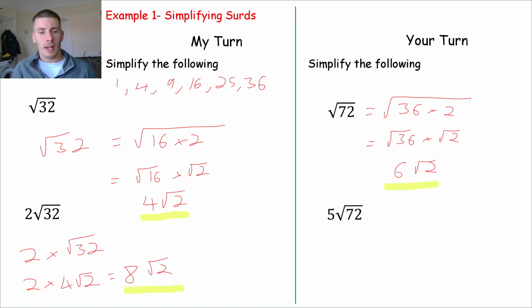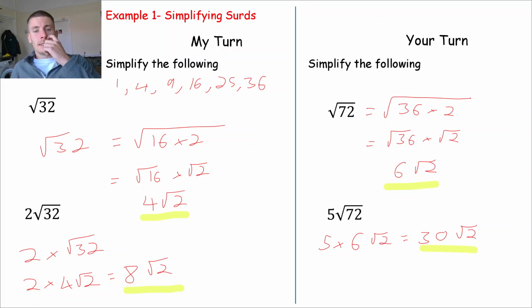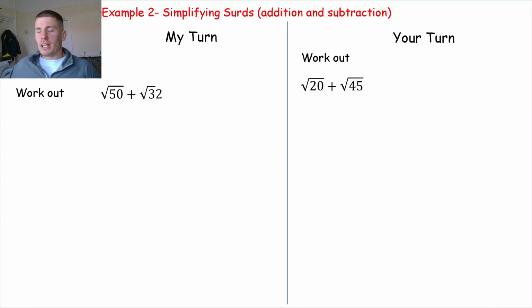There we go. Below, we've got 5 root 72. What does that mean? That means you've got 5 times root 72. And we know that root 72, this is the same thing as 6 root 2. So we can put 6 root 2 into here. 5 times 6 is 30. So 30 root 2 is your answer. Excellent. Some slightly trickier ones now.